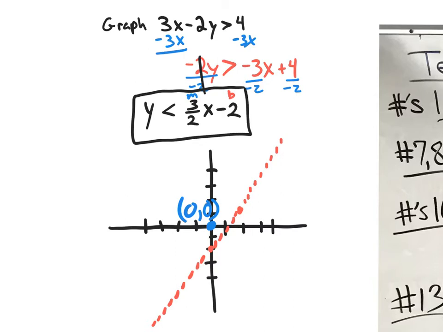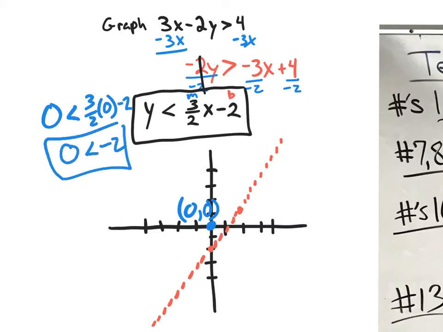I'll have 0 is less than, I'm going to write it out, 3 halves times 0, it's still going to be 0, and then a minus 2 at the very end. So 0 is less than negative 2. What do you guys say about that? 0 is less than negative 2. That's false. 0 is greater than any negative number. So this is false. So the 0, 0 does not work.